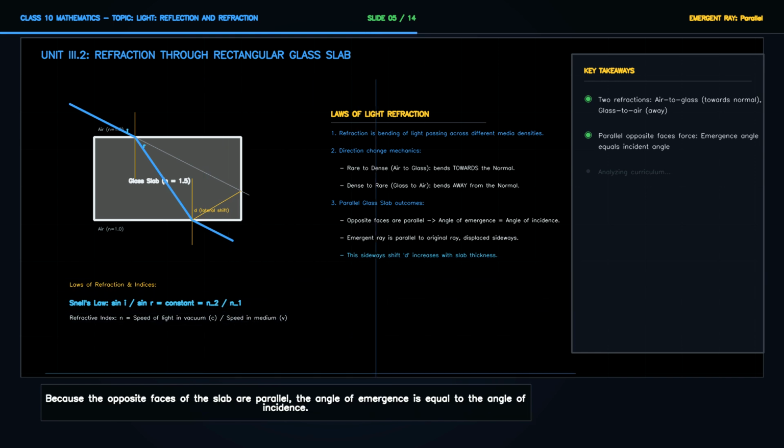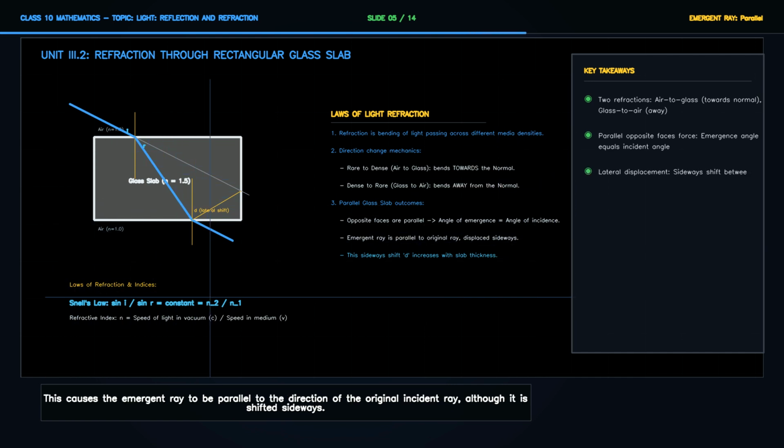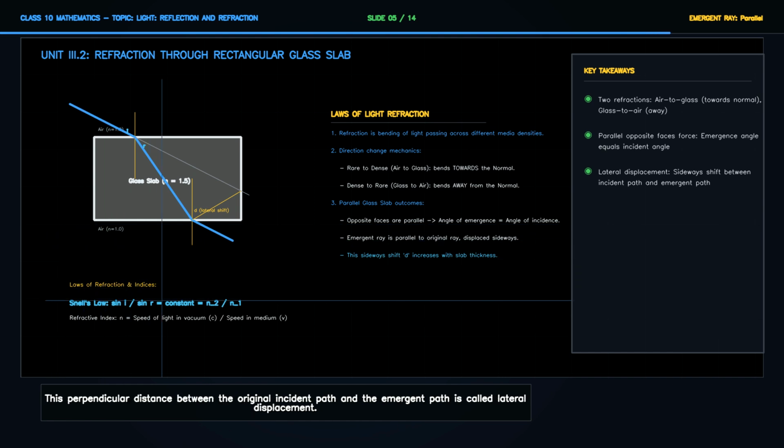Because the opposite faces of the slab are parallel, the angle of emergence is equal to the angle of incidence. This causes the emergent ray to be parallel to the direction of the original incident ray, although it is shifted sideways. This perpendicular distance between the original incident path and the emergent path is called lateral displacement.